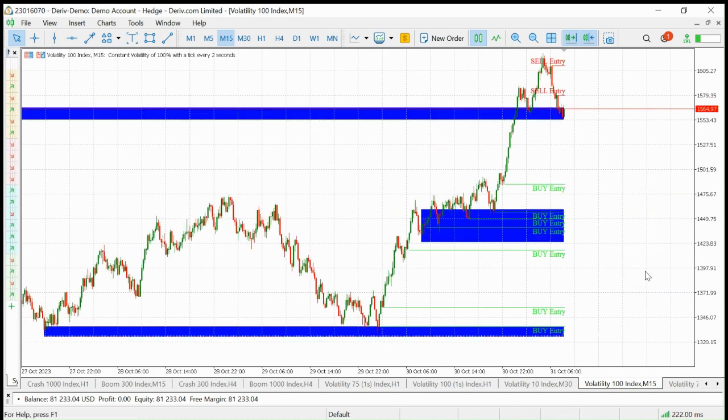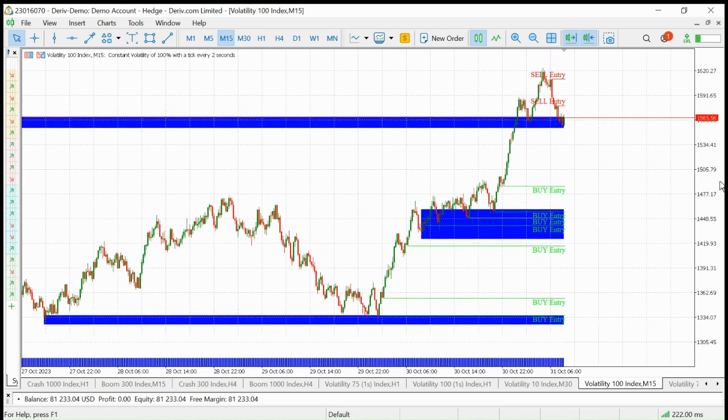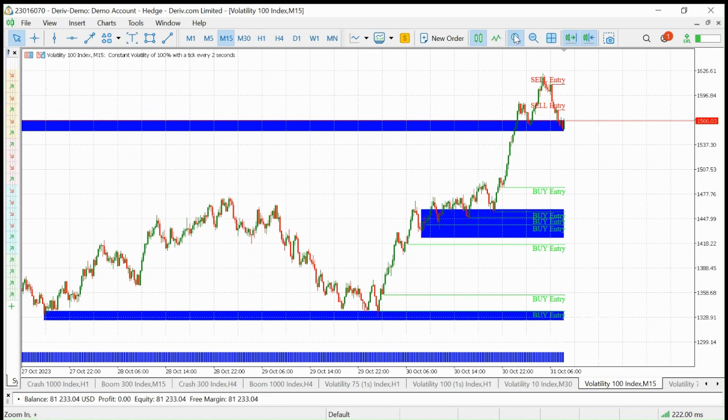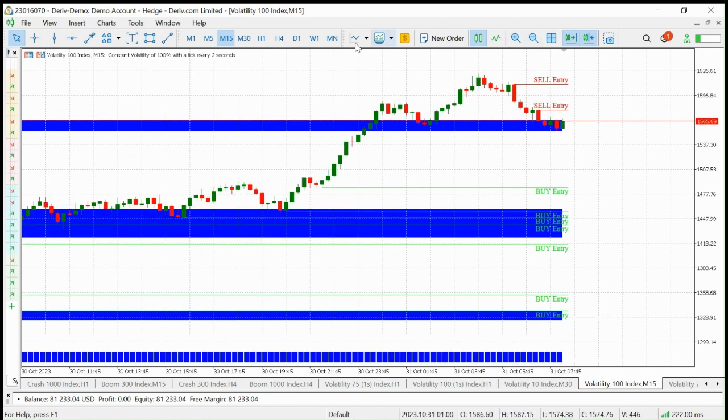Guys, this indicator is so awesome. I can even stop analyzing and just rely on it. Okay, so my indicator is giving me sell entries from our 15-minute time frame. Remember, I said you can use this indicator on all time frames. It will do analysis for you.